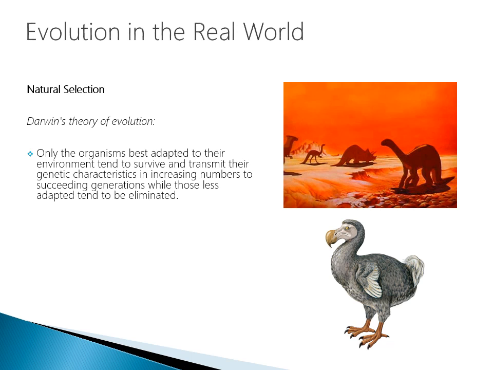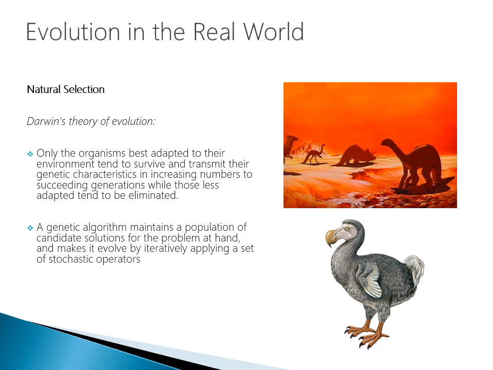Natural selection is a key component of Darwin's theory of evolution. And what natural selection is saying is that only the organisms best adapted to their environment tend to survive and transmit their genetic characteristics in increasing numbers to succeeding generations, while those less adapted tend to be eliminated.